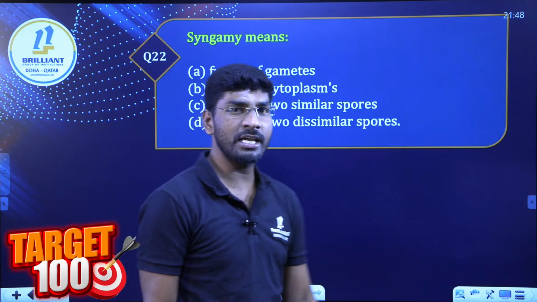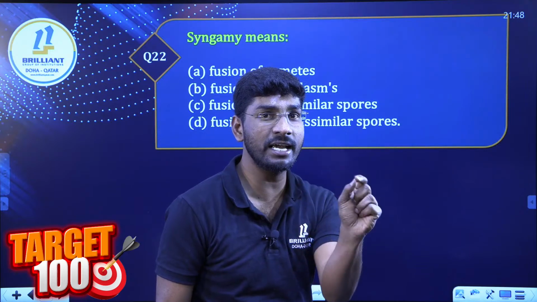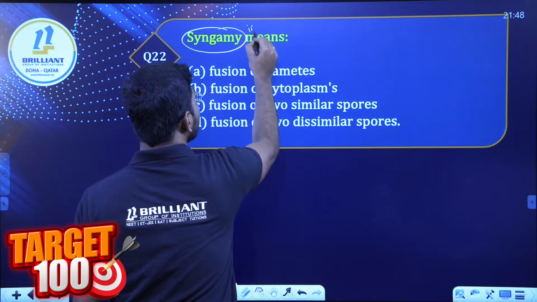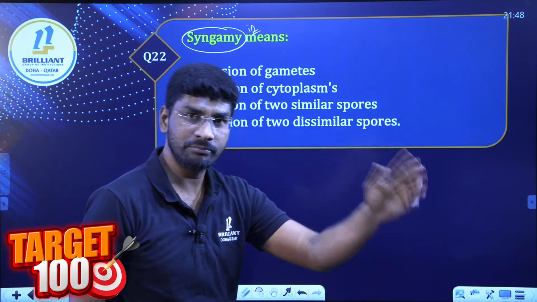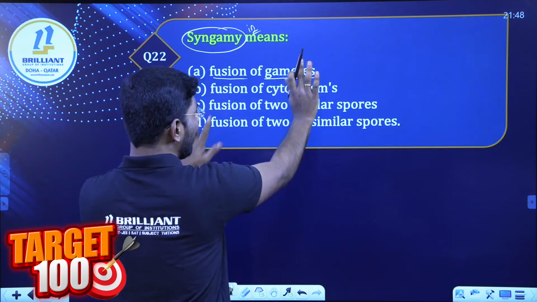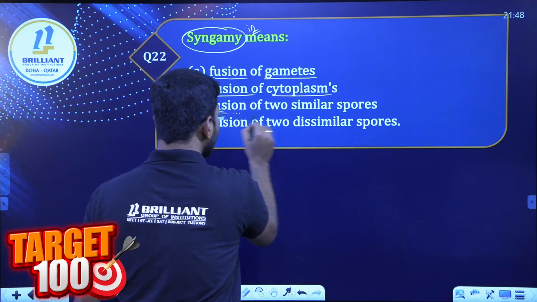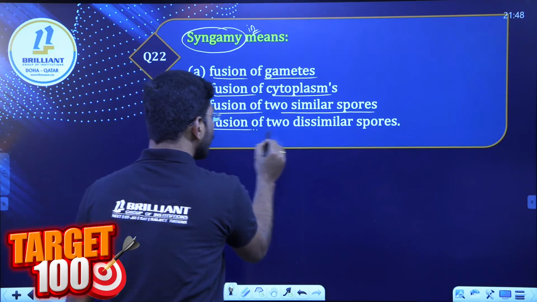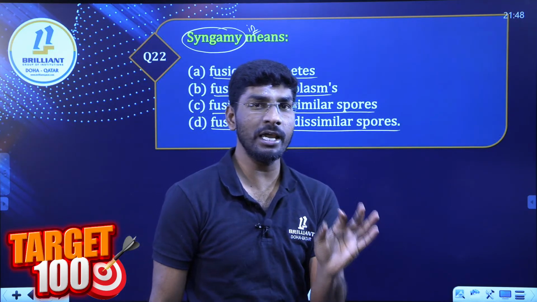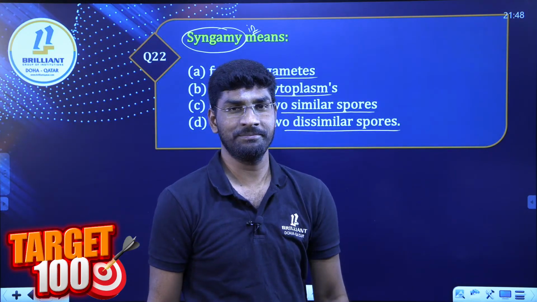Syngamy means. Find out the correct answer for what syngamy means. Where does syngamy take place? In the embryo sac. What is syngamy? Fusion of gametes. Okay, appropriate. Fusion of cytoplasm, no. Fusion of two similar spores, fusion of two dissimilar spores, no. My dear student, the actual definition of syngamy: fusion of two haploid nuclei of gametes.